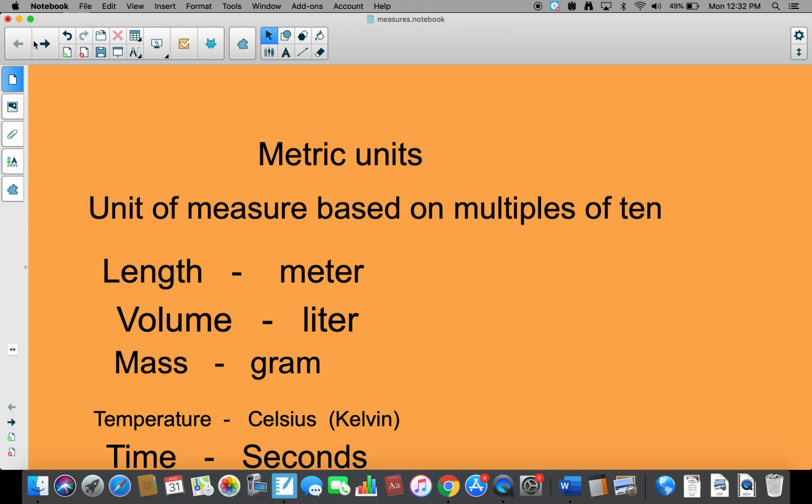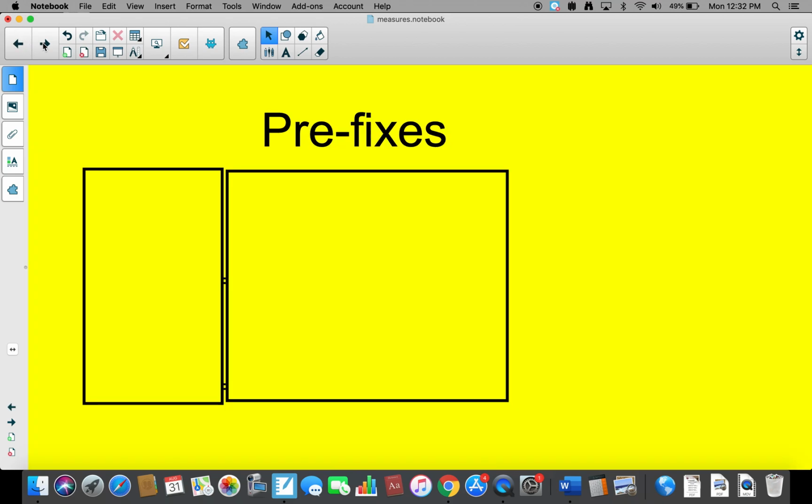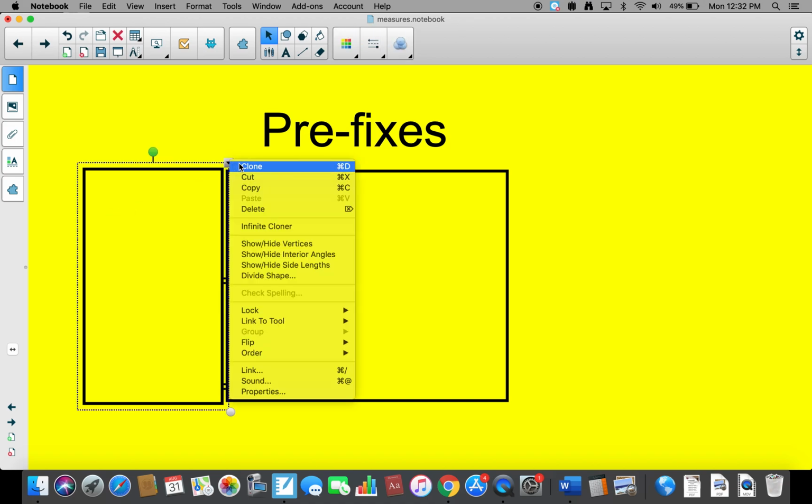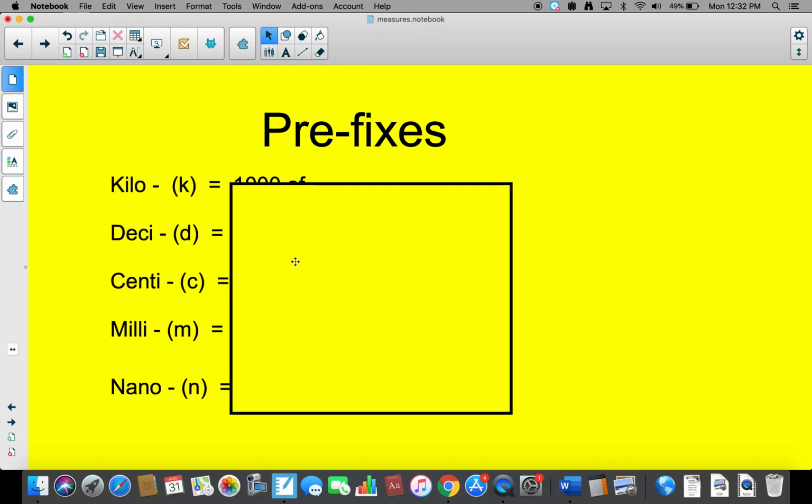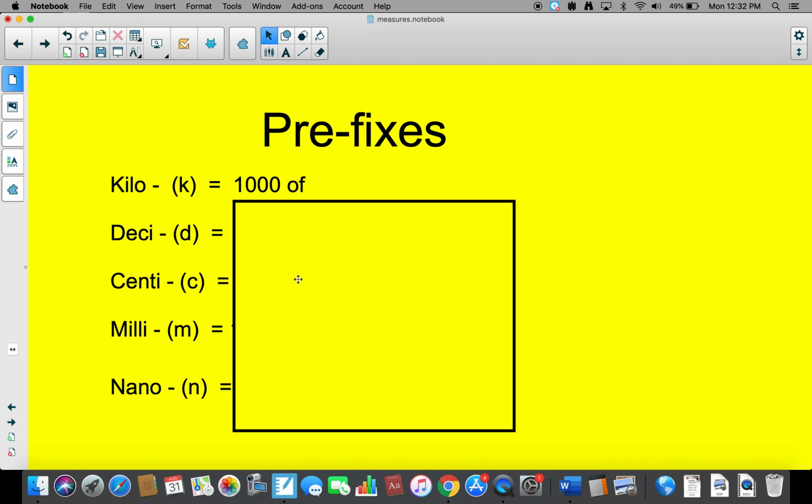All right, now let's look at our first one. Before we do that, I'm sorry, prefixes. Now there's a lot of prefixes in the metric system. For my class, we only have to have a few here, and those are kilo, deci, centi, milli, and nano. Kilo means 1,000 of. It's the only one that we work on that's greater than 10.